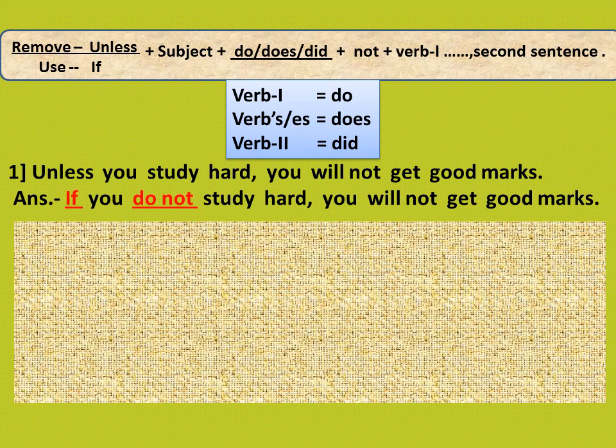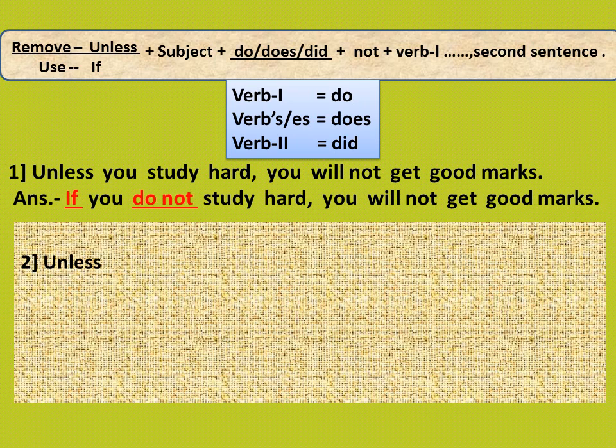Why do we use do not here? Because there is not any helping verb. So we write do not here and then write the first form of verb. The sentence joins with a comma between the two sentences. And the second sentence we write as it is without any changes.